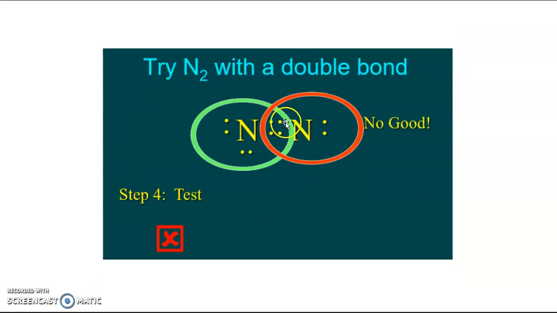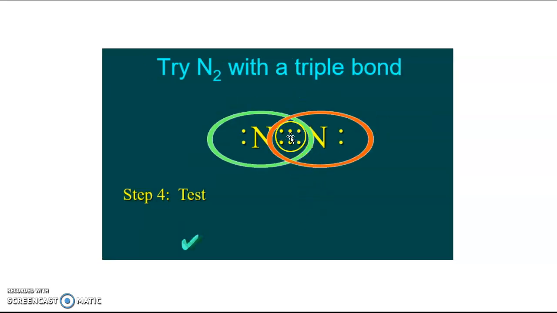What about if we represent a double bond? Not yet, because then this atom has 2, 2, and 2, 6 electrons. Then this atom doesn't get the octet rule. Then this representation is wrong. What if we represent a triple bond? Oh yeah, now yes, because this atom has 8 electrons and this atom has 8 electrons. Then the triple bond between atoms of nitrogen is the best representation for the nitrogen molecule.